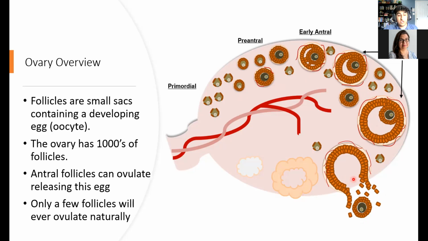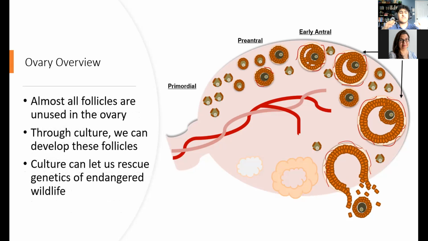But only a few follicles will ever ovulate naturally. For example, in human females, only 300 to 400 eggs are ovulated, and the rest sit there. That means almost all follicles are unused in this ovary. And through innovation in tissue culture, we can then develop and fertilize these unused follicles and eggs. For example, if an animal were to die unexpectedly or in some way be unable to mate, we can use culture to develop these untapped follicles and increase their numbers.